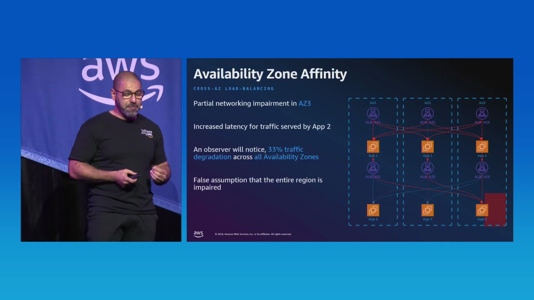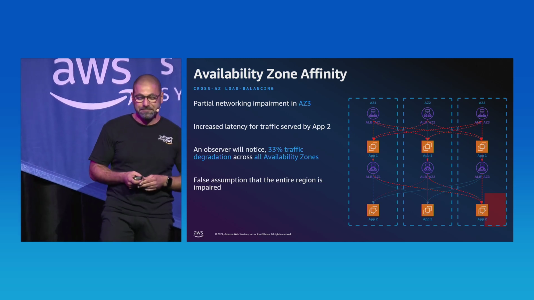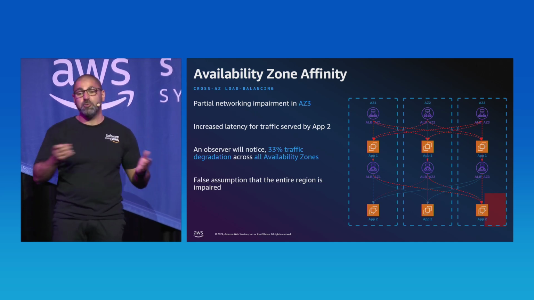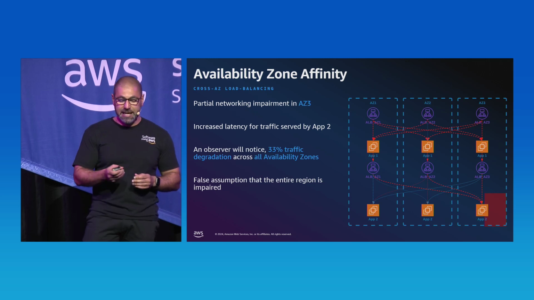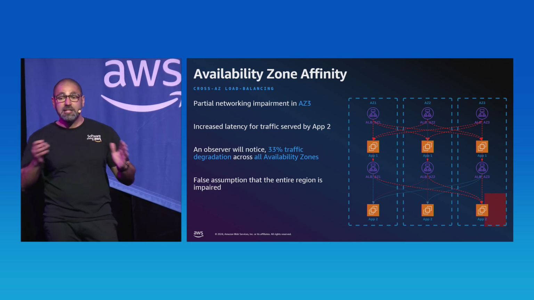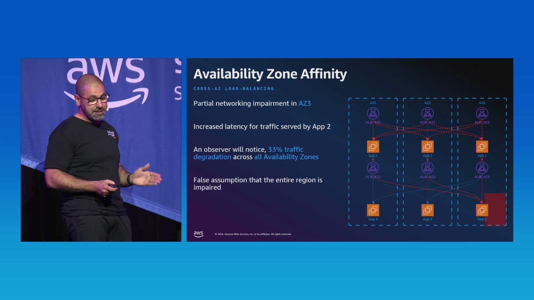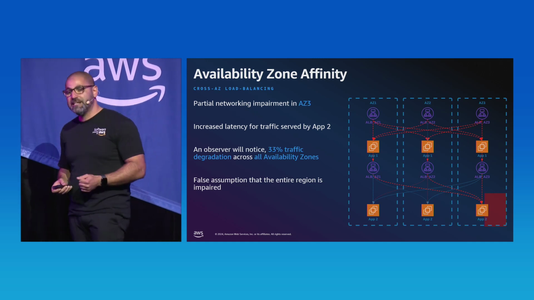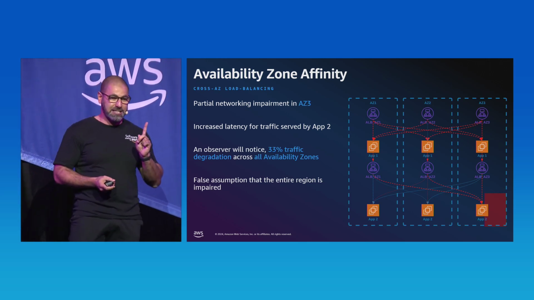So before I tell you about what AZ affinity is, let me tell you about cross-AZ load balancing and the problem that it has. Let's say you have a load balancer that's sending traffic across multiple availability zones. And let's say there's an impairment in one of the AZs, in AZ3 in this case. Because traffic is being load balanced across multiple availability zones and touching all endpoints, an observer will notice a 33% degradation across the board, across all AZs. And a false assumption can be made that the entire region is faulty, whereas as a matter of fact, it's only one AZ that's affected.